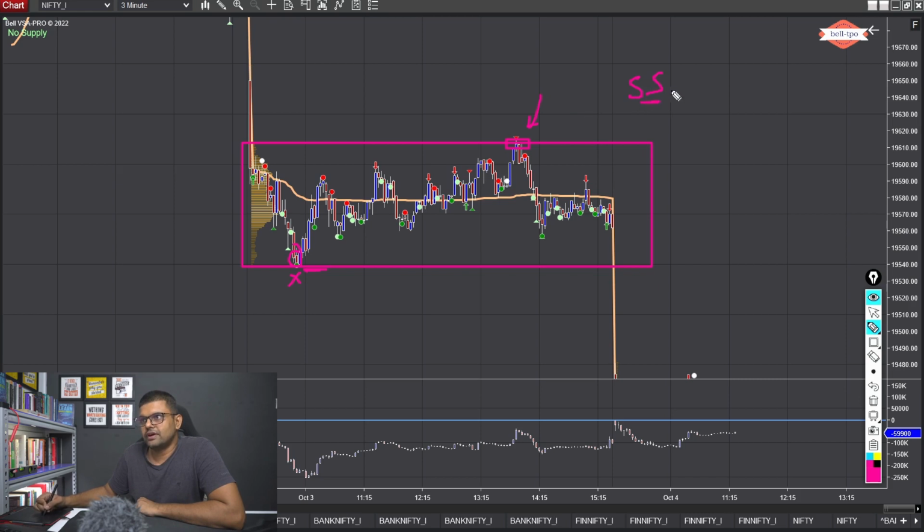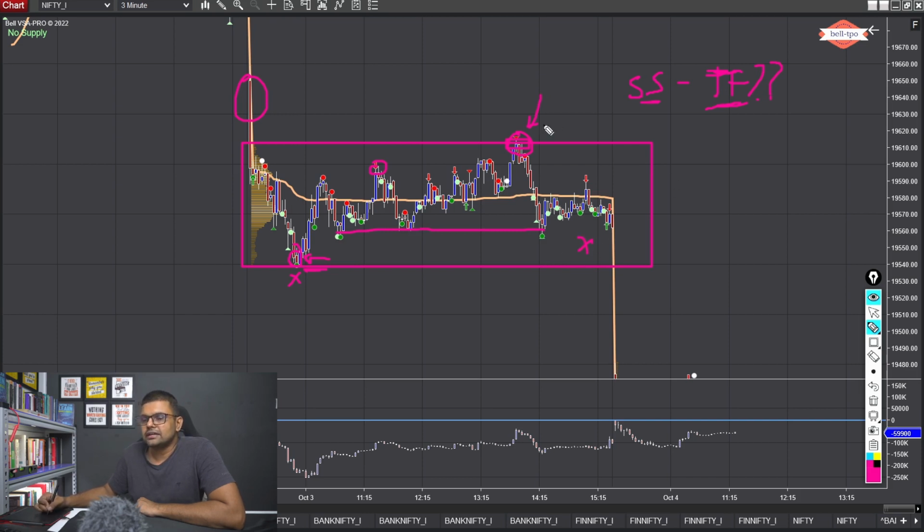Strong seller, fine, but which time frame? That is the question. Now, if you ask me where is the strong intraday seller, my eye goes to here, or maybe here, or maybe right at the open. Where is the strong intraday buyer? I know it is here. In these levels there were strong buyers, because they did not let the prices go below that.